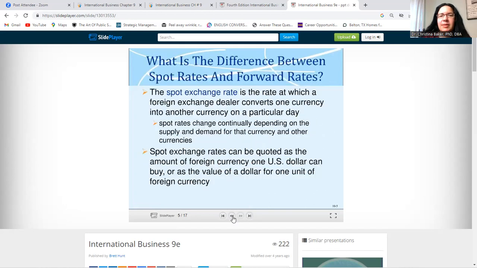What is the difference between a spot rate and a forward rate? The spot rate is the rate at which the foreign exchange dealer converts one currency into another currency on a particular day. Spot rates change constantly depending on the supply and demand for the currencies. Spot exchange rates can be quoted as the amount of foreign currency one US dollar has to buy, and the value of a dollar in units of the foreign currency.